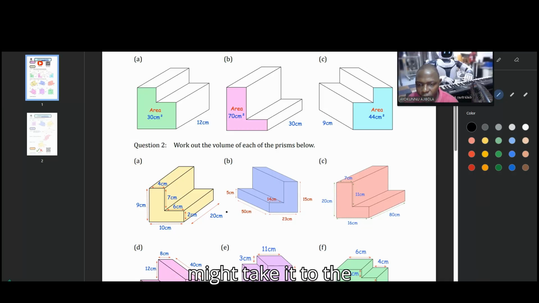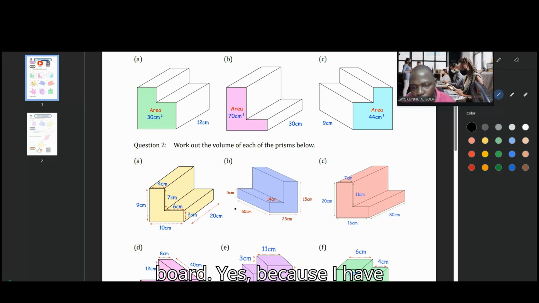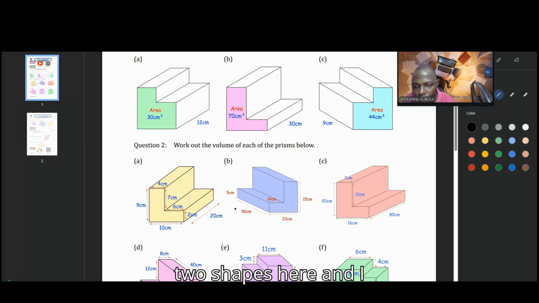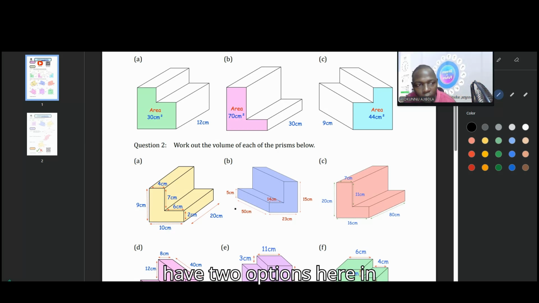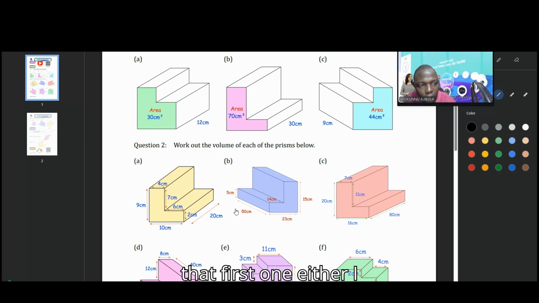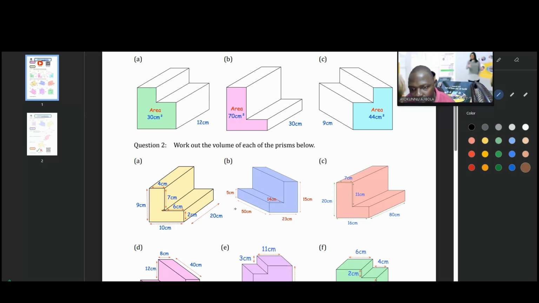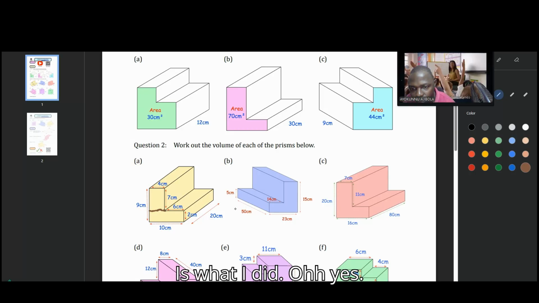For question 2A, we might take it to the board, because I have two shapes here and I have two options in that first one. Either I cut horizontally.